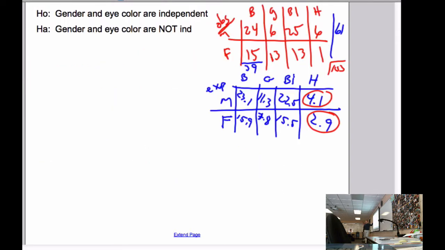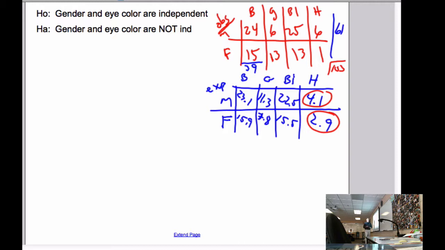All right, let's walk through an example. H null: you told me earlier that you think gender and eye color are independent. So then our research hypothesis would be, I think gender and eye color are not independent. That there's something going on, gender and who might have more of what color or something like that, right? So we've got to go through and prove it.